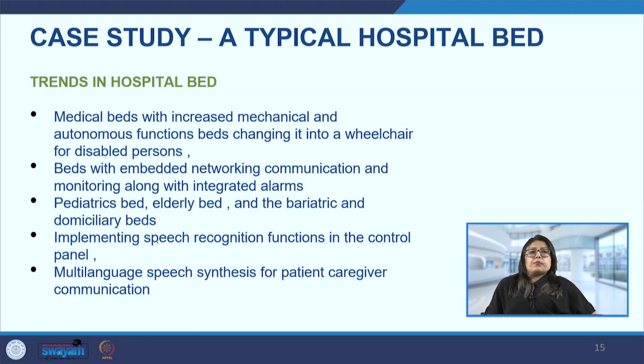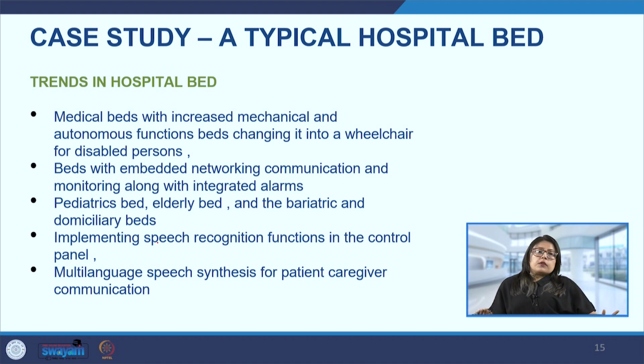So some of the trends in the hospital bed. Here we see medical beds with increased mechanical and autonomous functions, and beds changing into a wheelchair for disabled persons. So this is the need of the hospitals, and you'll notice if you have ever been to a hospital recently, earlier there used to be a separate gurney or a trolley sort of system to carry the patient, for example for some test, some fMRI or MRI or any other test like that. But nowadays the bed itself has wheels and the patient is wheeled in the same bed.